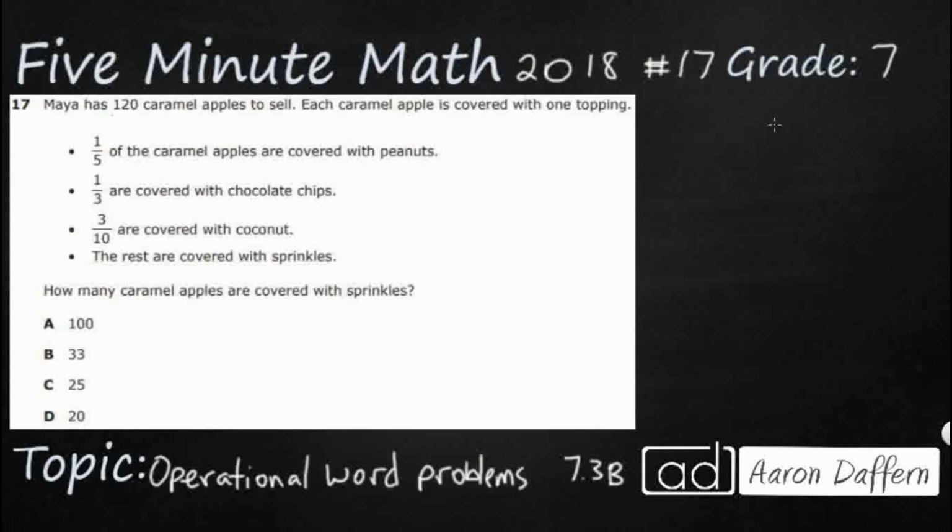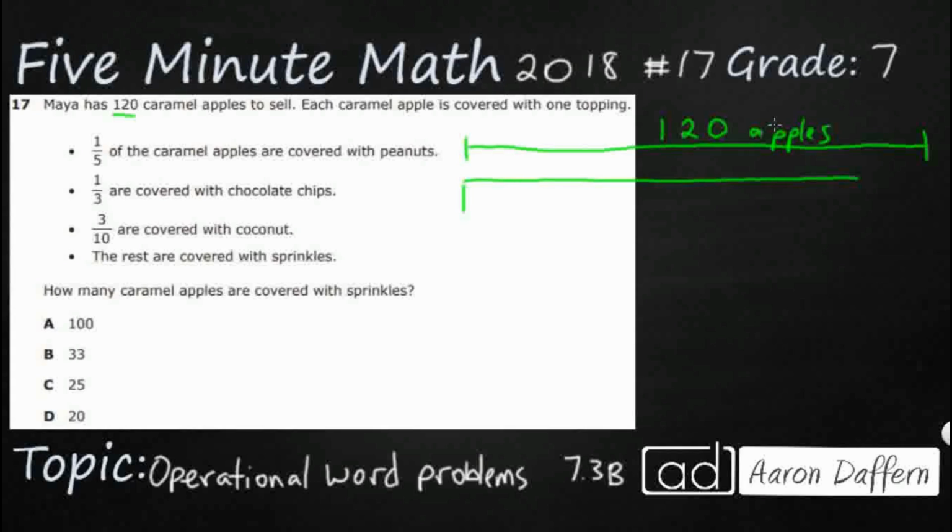So Maya's got a total of 120 caramel apples, and then we've just got some fractions here. Let me see if I can draw a strip diagram to represent what we've got. Our total, they gave us 120. So that's our total quantity, 120 apples, but it's broken up into 4 different chunks. Let me just break this up into fourths. I'm not going to draw them proportional, because I don't know what that missing quantity is. So I don't know whether it's big or small.